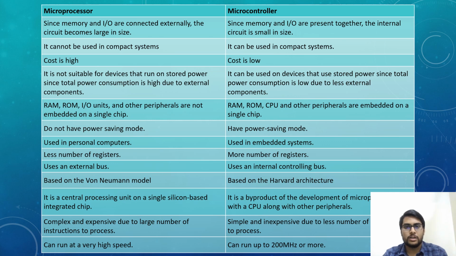Next, microcontroller. Since memory and I/O are present together, the internal circuit is small in size. It can be used in compact systems. It can be used on a device that uses stored power since total power consumption is low due to fewer external components. RAM, ROM, CPU, and other peripherals are embedded on a single chip, having power saving mode. Used in embedded systems. More number of registers, uses an internal controlling bus based on Harvard architecture.